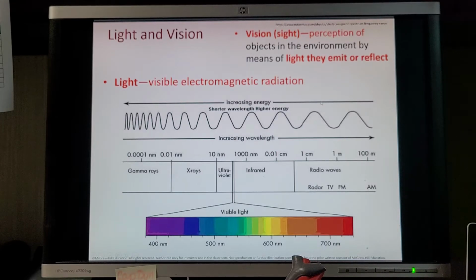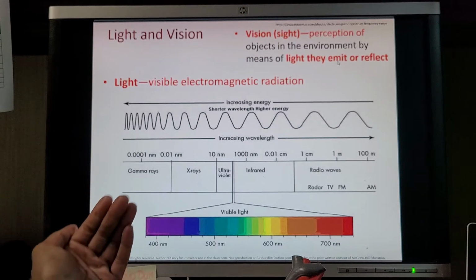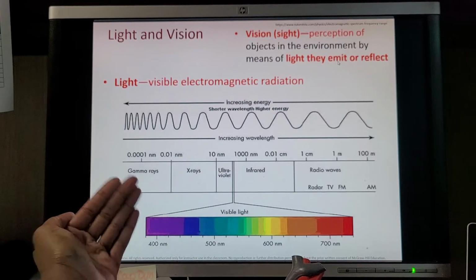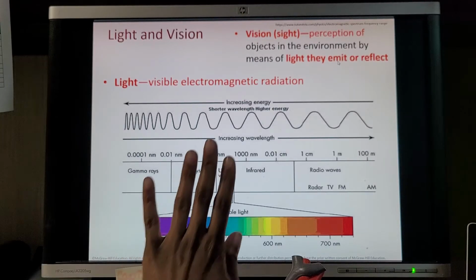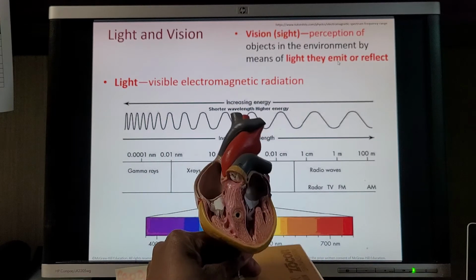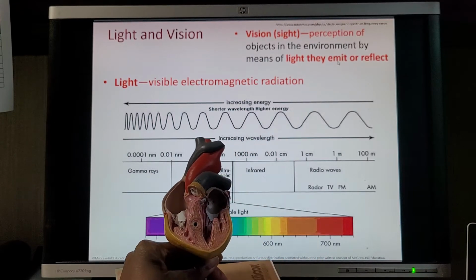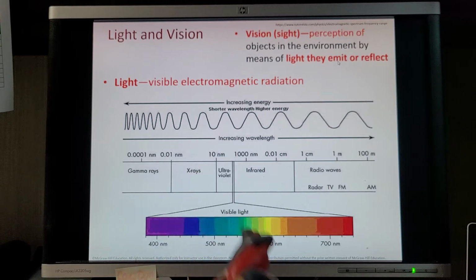So with vision, it's a perception of the light, either that objects emit. For example, this computer screen is emitting light. There is an internal light that is being projected outward, or something that is reflecting light. Such as this heart model, light is bouncing off the surface of it and just reflecting the light that hit the surface of that object.